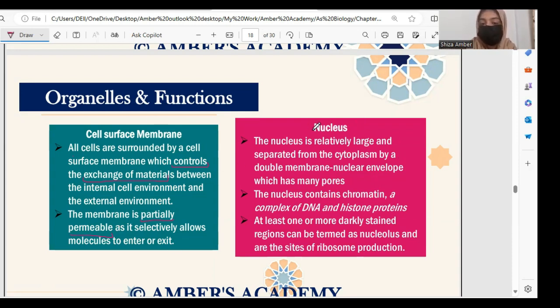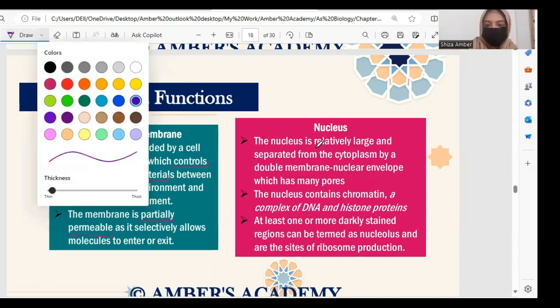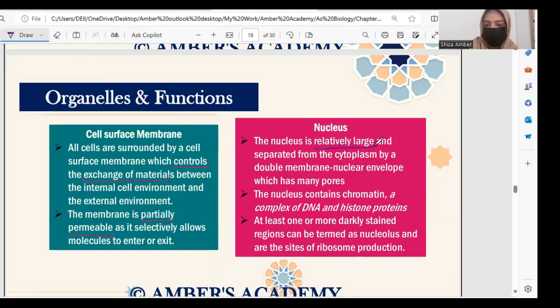Then coming towards nucleus. Nucleus is relatively large and separated from the cytoplasm by a double membrane nuclear envelope. So this is brand new information, that nucleus is surrounded with double membranes and not with a single membrane. What do we call the membrane of nucleus? We call it nuclear envelope. What was the name of the membrane of vacuole?